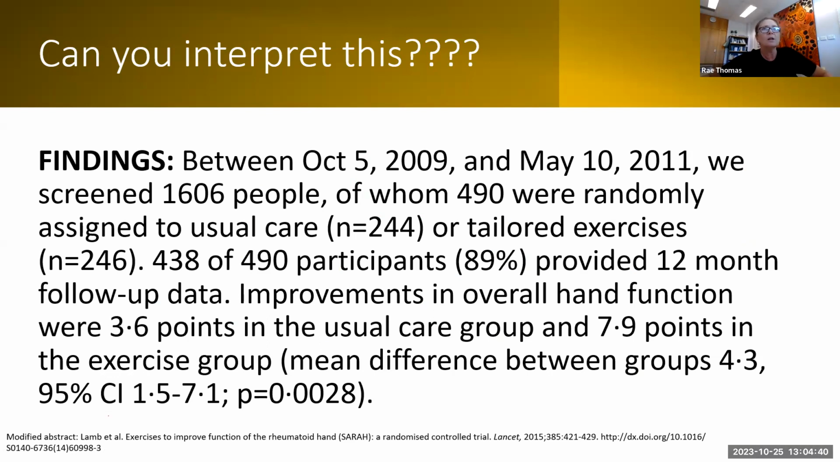It says, between October 5, 2009 and May 10, 2011, we screened 1,606 people, of whom 490 were randomly assigned to usual care, that's N of 244, or tailored exercise, N of 246. 438 of 490 participants, that's 89%, provided 12-month follow-up data. Improvements in overall hand function were 3.6 points in the usual care group and 7.9 points in the exercise group. The mean difference between the groups is 4.3 with a 95% confidence interval of 1.5 to 7.1, a p-value of 0.0028.